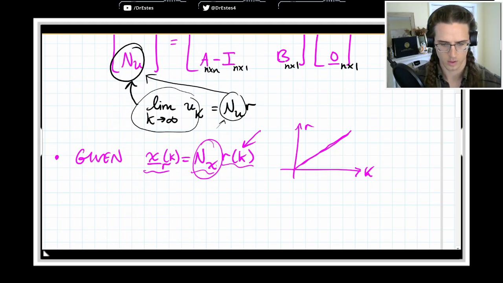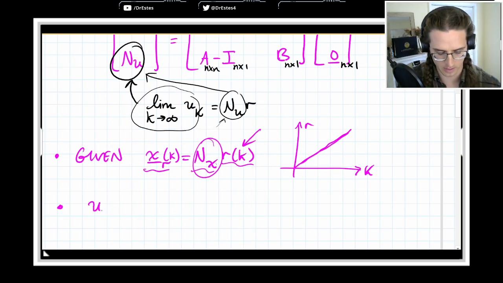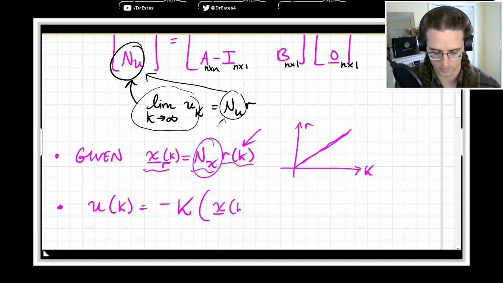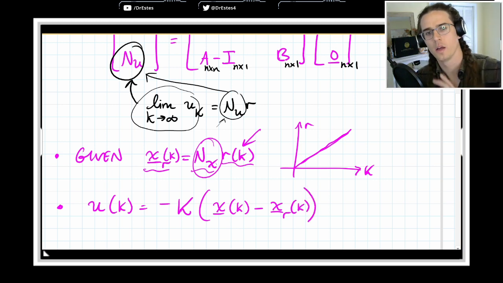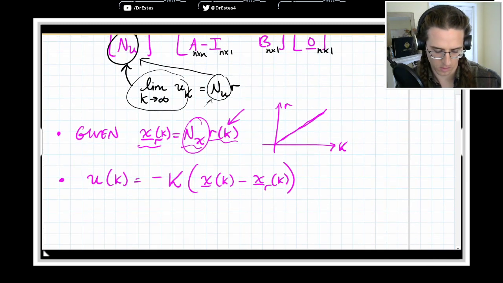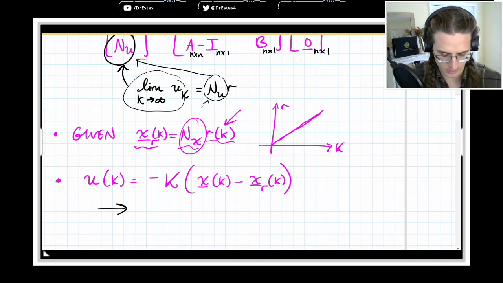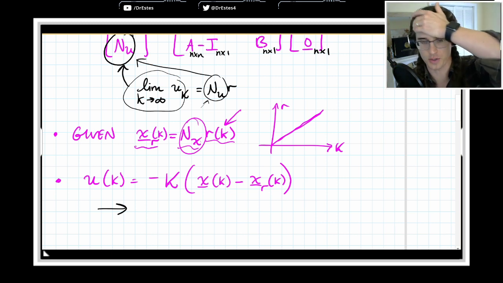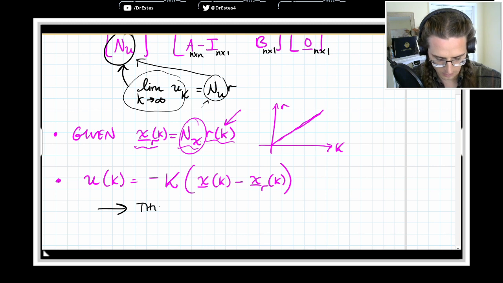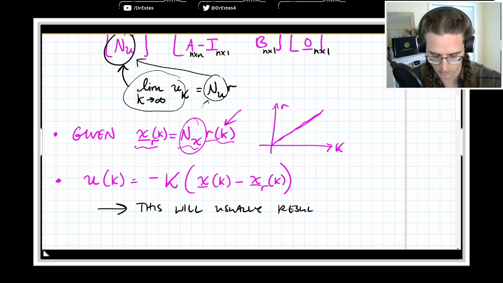Okay. So, you have your reference states. Then we say our control input, once again, is minus your feedback gain matrix times your states minus your reference states. I want to run this controller and show something to you. This will usually result in some steady state error.